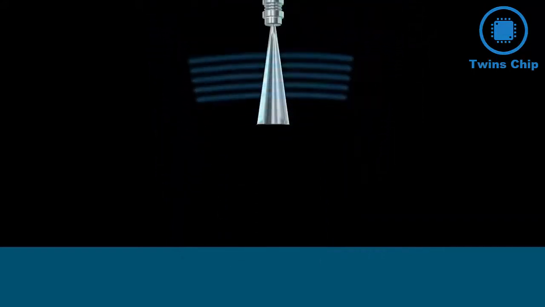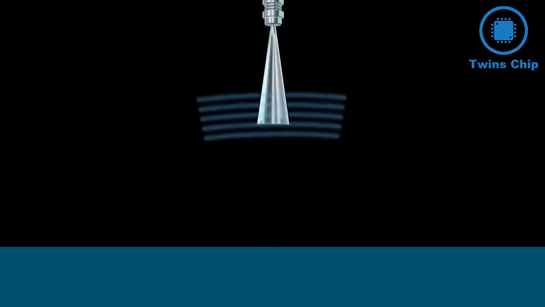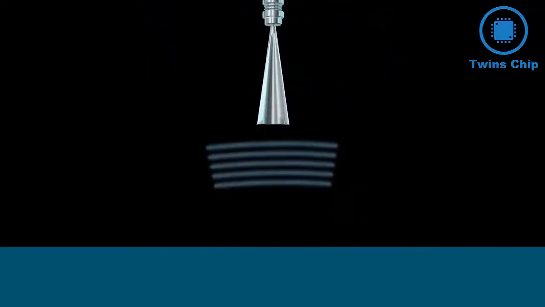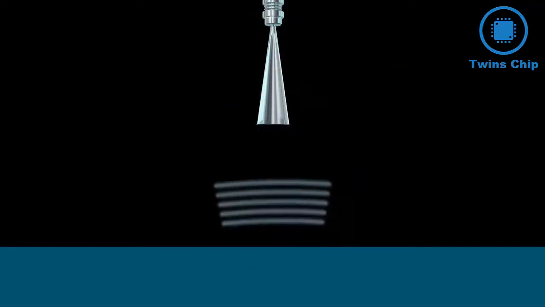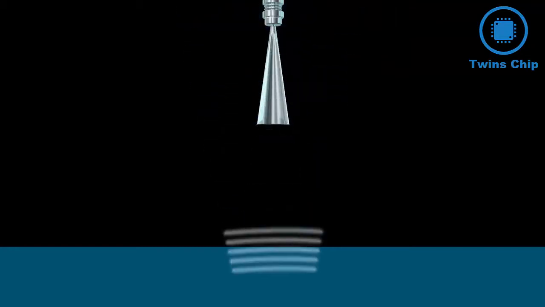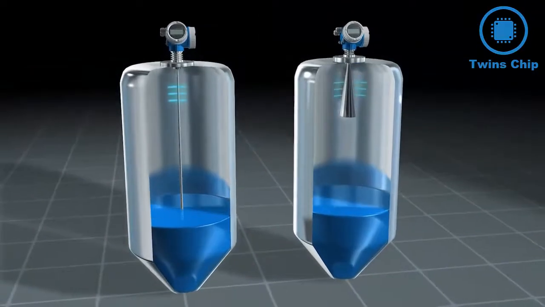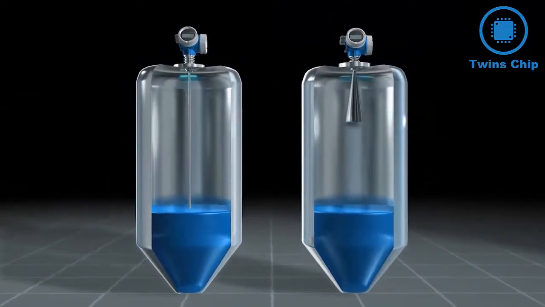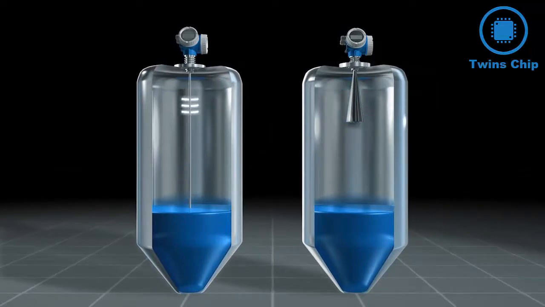Microwaves or radar waves, however, are electromagnetic waves. Radar pulses are generated electromagnetically and reflected on the medium surface by the change of the dielectric constant. The high-frequency radar pulses can be led along a rod to the medium, or they can be emitted free in a tank.